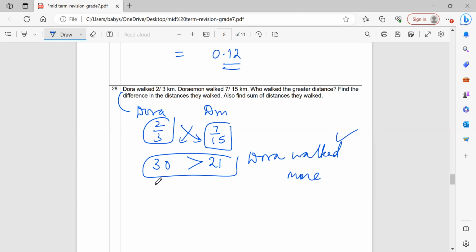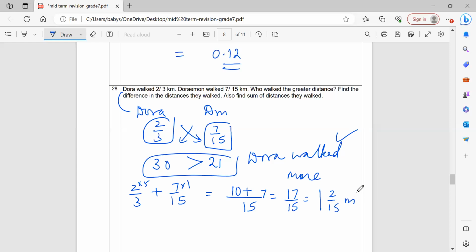So sum of the distances. Now this is testing your knowledge of fractions, addition of fractions. The LCM of 3 and 15 is 15. So 3 into 5, so numerator 2 into 5 is 10. 15 into 1, 7 into 1 is 7. Which is 17 by 15. Which is 15 ones are 15, 2 upon 15 meters. Try to convert it to a mixed fraction.